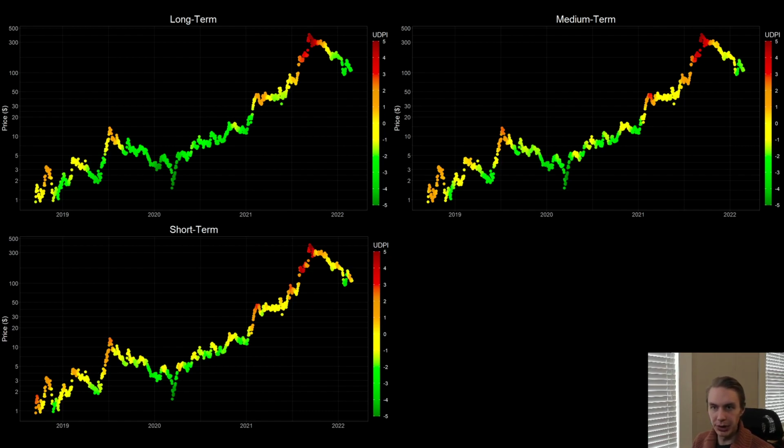The medium term cares about moves that play out over weeks to months, so a bit shorter time preference than the long term. And the short term is days to weeks, so an even shorter preference. You'll see that the short-term UDPI cares a lot more about this kind of intermediate volatility than the long term. The long term doesn't really care about this shorter-term volatility. It cares about moves that play out over longer periods.